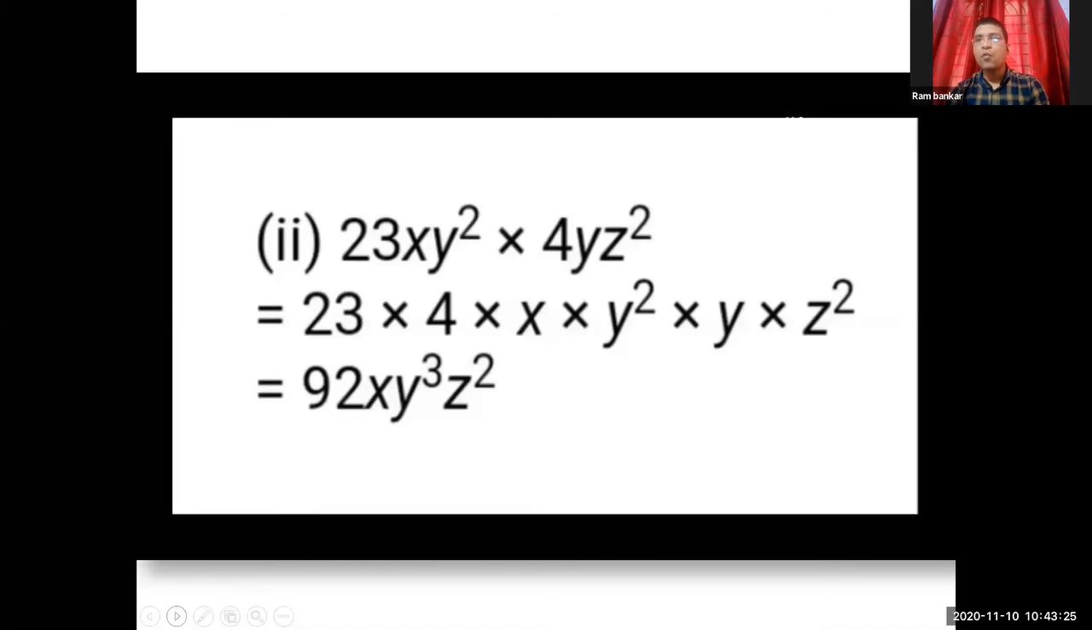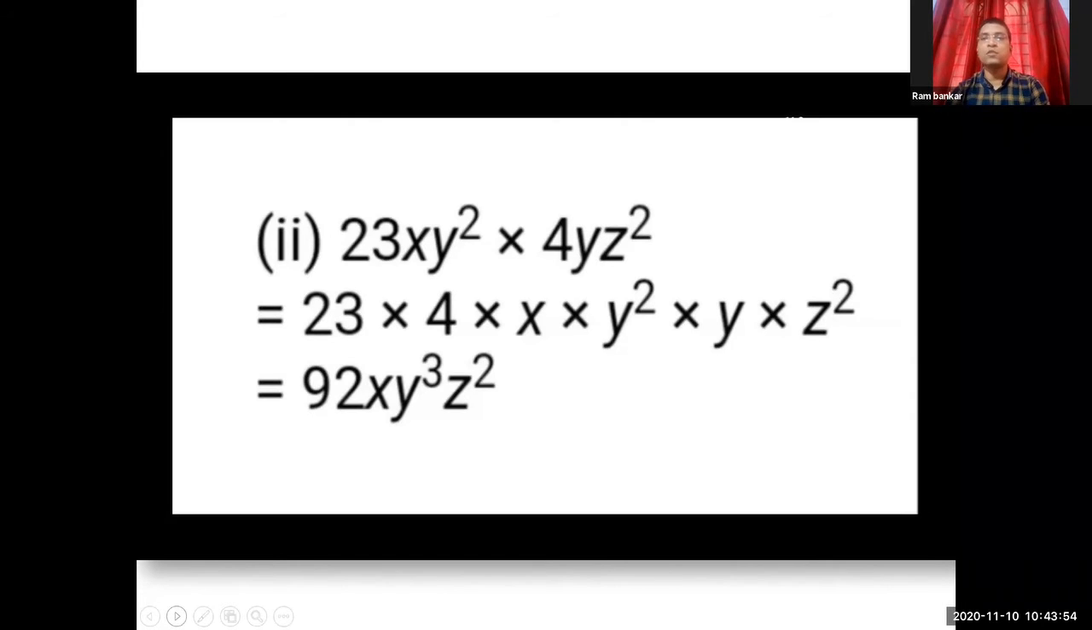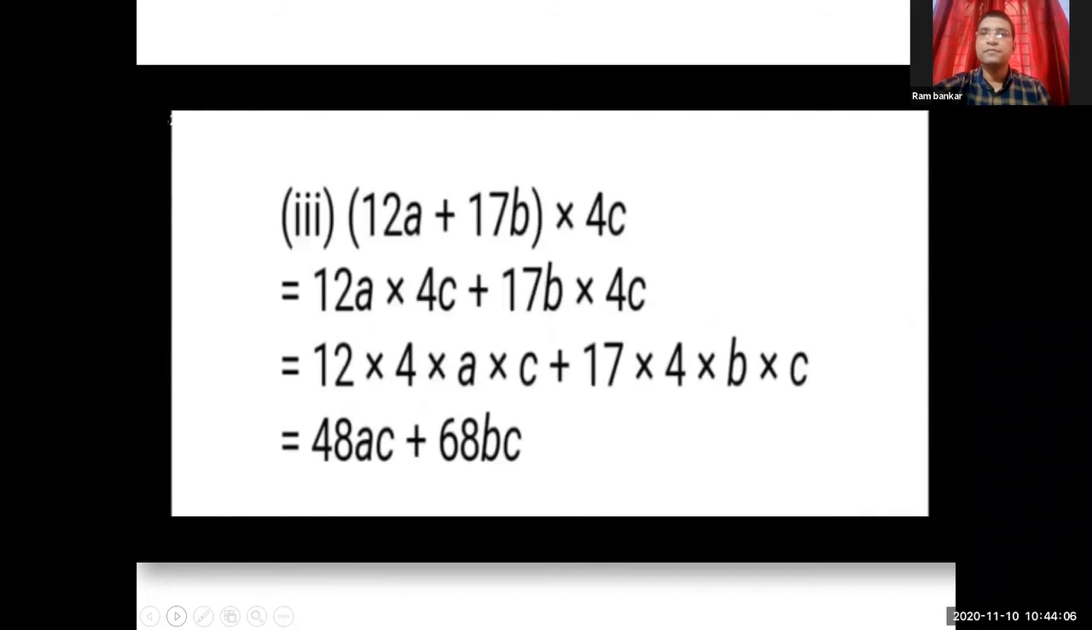How many y is there? Y square into y. Y square into y, how much? Y cube. Okay. We have already learned in the indices lesson, if the terms are in multiplication form, we have to add their index. So what is the index of y? Square. And in the second y, only 1 is there. Nothing written, then you have to consider only 1. So 2 plus 1, 3. Y cube is there. Okay. 92 x y cube, and the last one is z square as it is written. This is the answer. Look at the next slide.